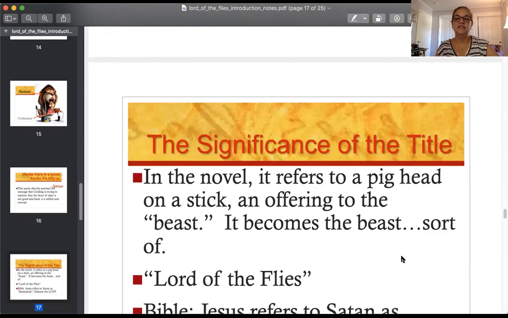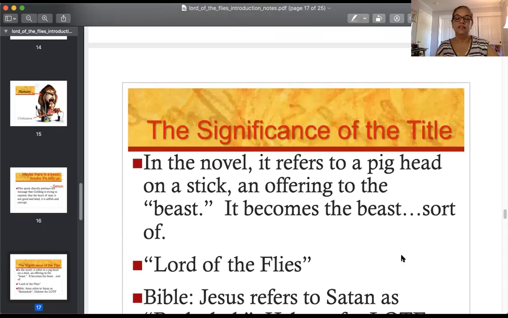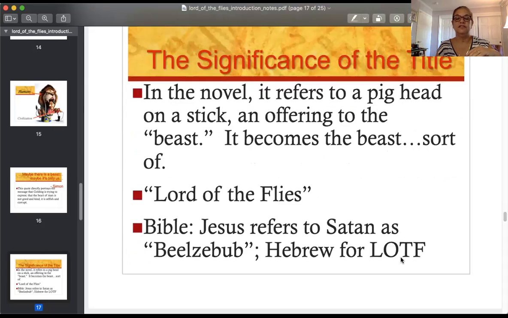What's the significance of the title? Well, in the novel, it refers to a pig's head on a stick, an offering to the beast, that becomes the beast, sort of, and that pig's head on a stick is actually the Lord of the Flies. And what that refers to is Jesus refers to Satan as Beelzebub in the Bible, which is Hebrew for Lord of the Flies.